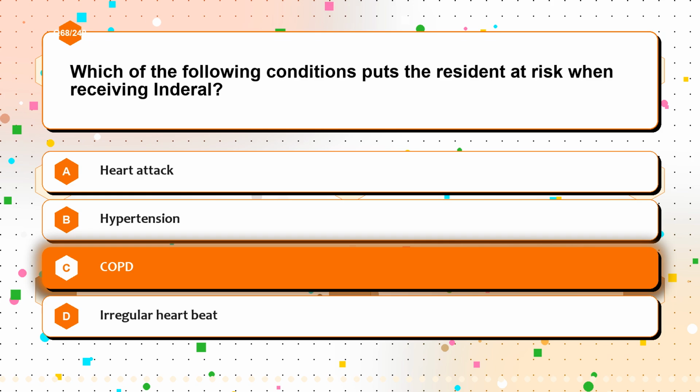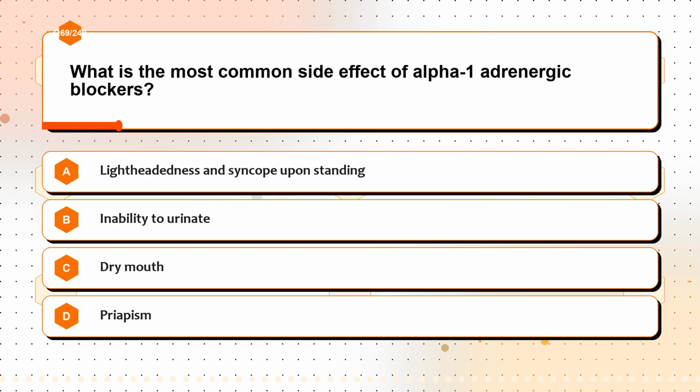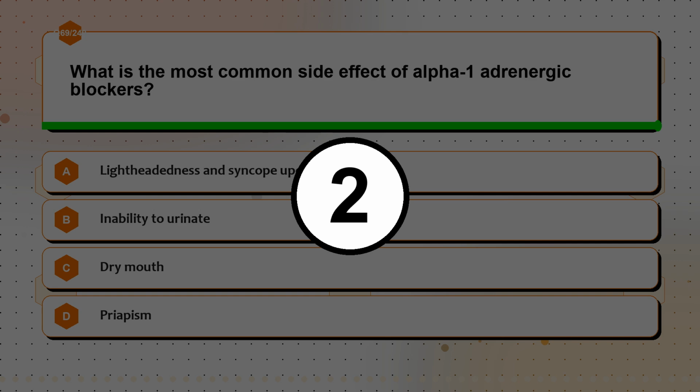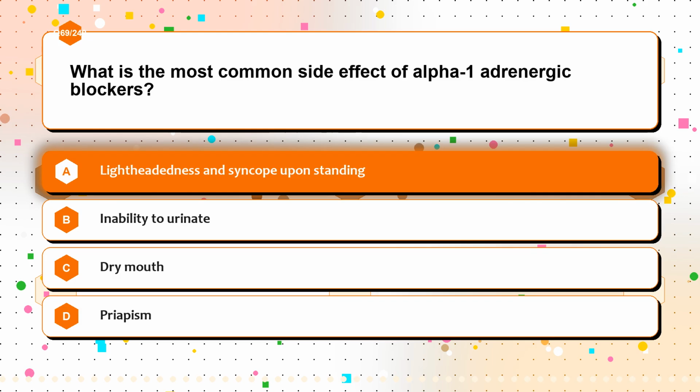Question 69. What is the most common side effect of alpha-1 adrenergic blockers? Here are the options. Option A, lightheadedness and syncope upon standing. Option B, inability to urinate. Option C, dry mouth. Option D, priapism. The correct answer is option A, lightheadedness and syncope upon standing.